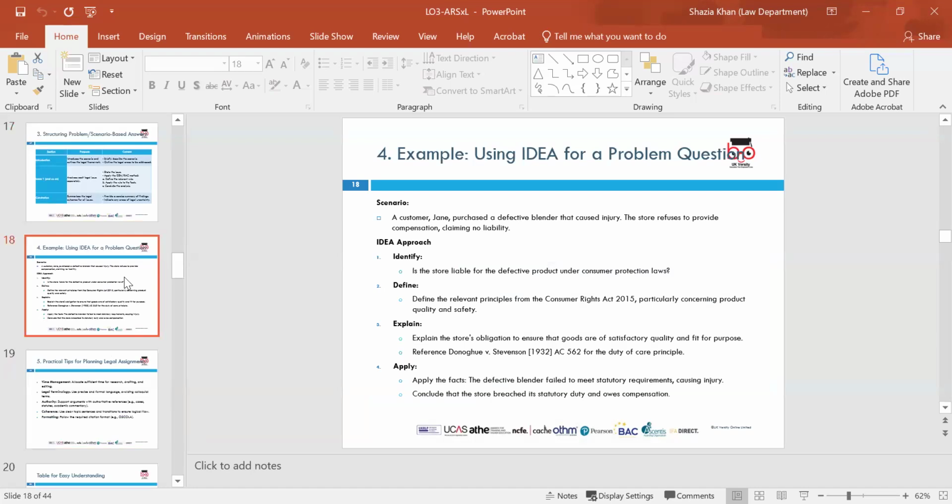Here is an example of using the IDEA model for a problem-based question. A customer, Jane, purchased a defective blender that caused injury. The store refuses to provide compensation, claiming no liability. With the IDEA approach, you identify whether the store is liable for the defective product under the Consumer Protection Law, define the relevant principles of the Consumer Act, and explain the store's obligation and its purpose. You could use cases such as Donoghue v Stevenson. Then you apply the law to the facts, the defective blender causing damage, and conclude. So this is an example of using the IDEA approach for a problem-based question.